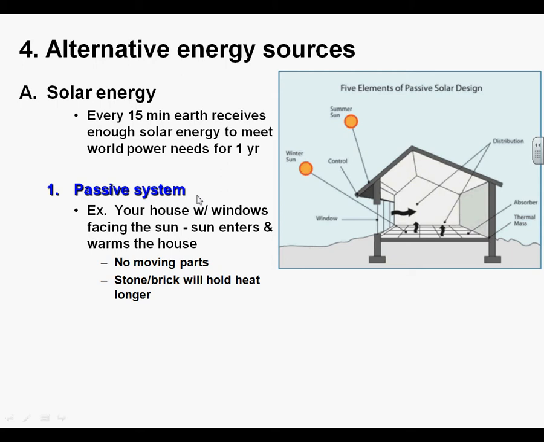The first one is a passive energy system. Passive means exactly what we're talking about. It's laid back. It's just soaking it up. You know that there are people out there who are very passive, and you know there are people out there who are very active. Probably can't tell which one I am. But the passive one, the one that's sitting back, is like this particular house right here.